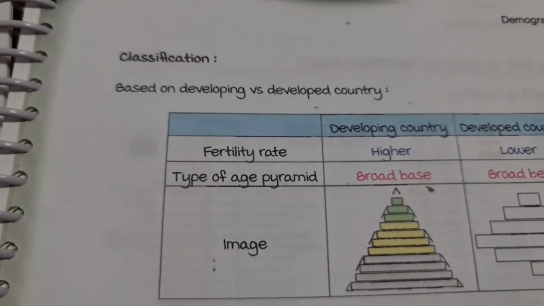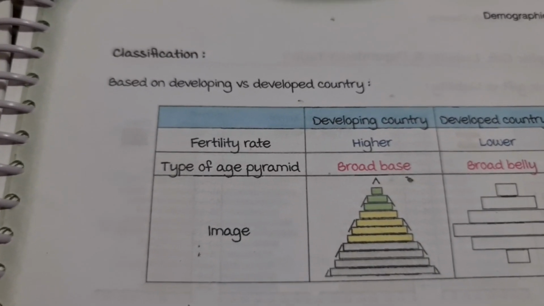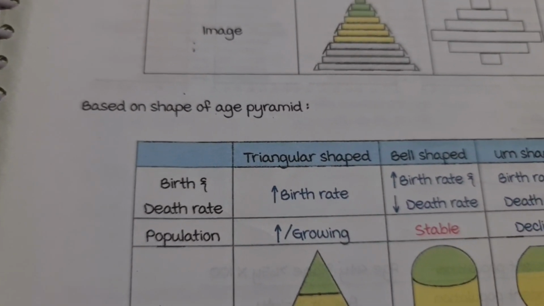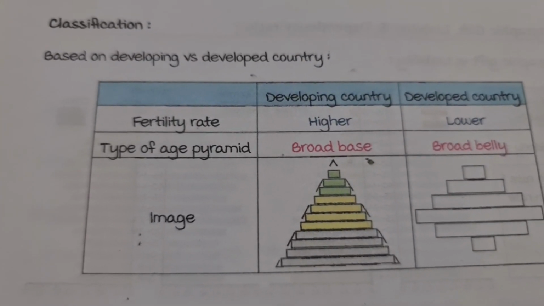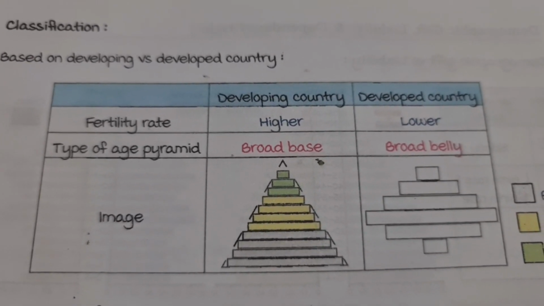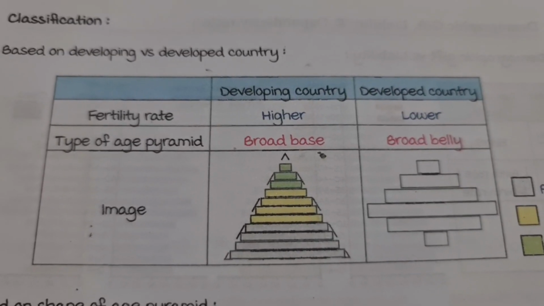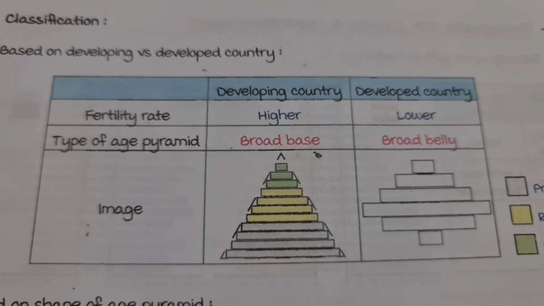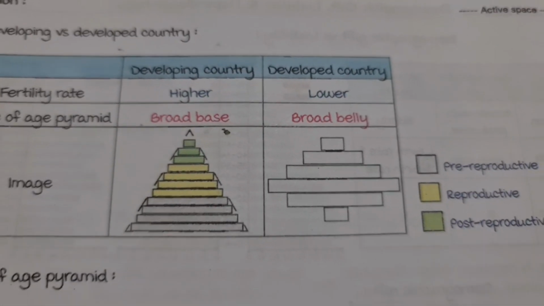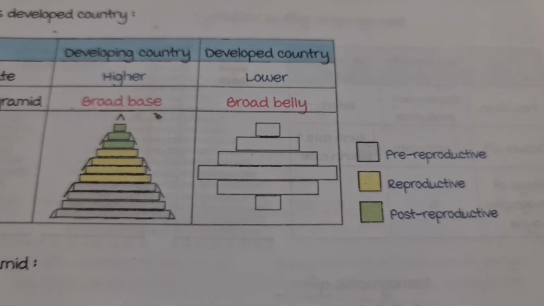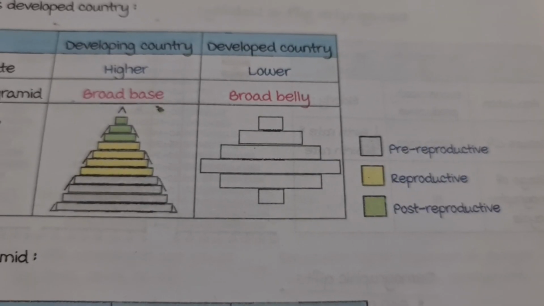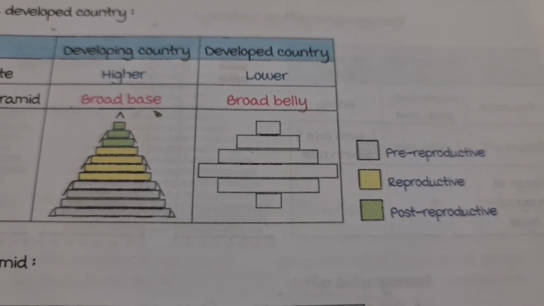So guys, coming to the next page, there is a classification based on developing or developed countries, and also based on the shape of the age pyramid. Based on developing versus developed countries, in developing countries we can imagine age pyramids with a broad base due to higher fertility rates, whereas in developed countries there is a broad valley kind of age pyramid due to lower fertility rate. You can see here, guys, the white part denoting the pre-reproductive, the yellow part denoting the reproductive, whereas the green part is denoting the post-reproductive age group.